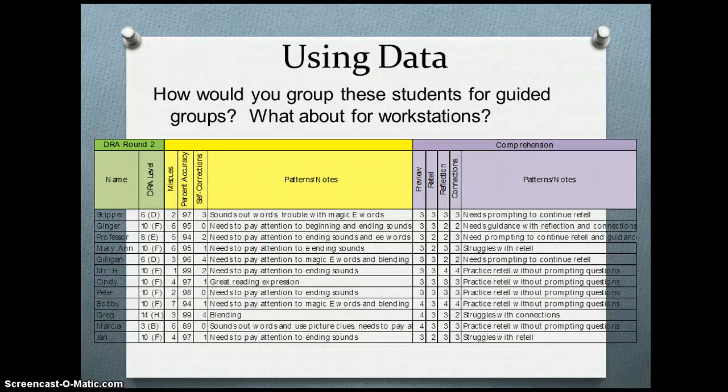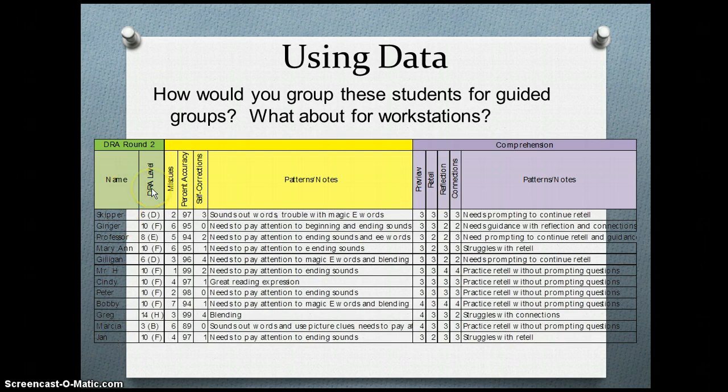So here is a sample set of data. I would like for you to take a look at this and determine how might you group the students and what might you have them do with you in a small group or on their own independently when they're not working with you in a small group. So let me walk you through what you're looking at here before you come up with your own ideas. So here are the student names, obviously some pseudonyms in there.